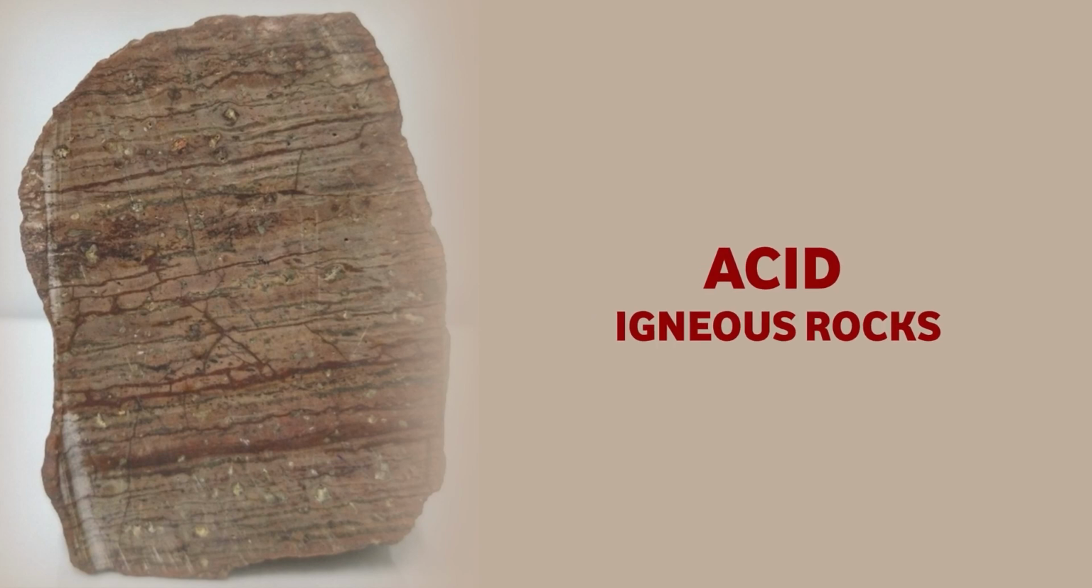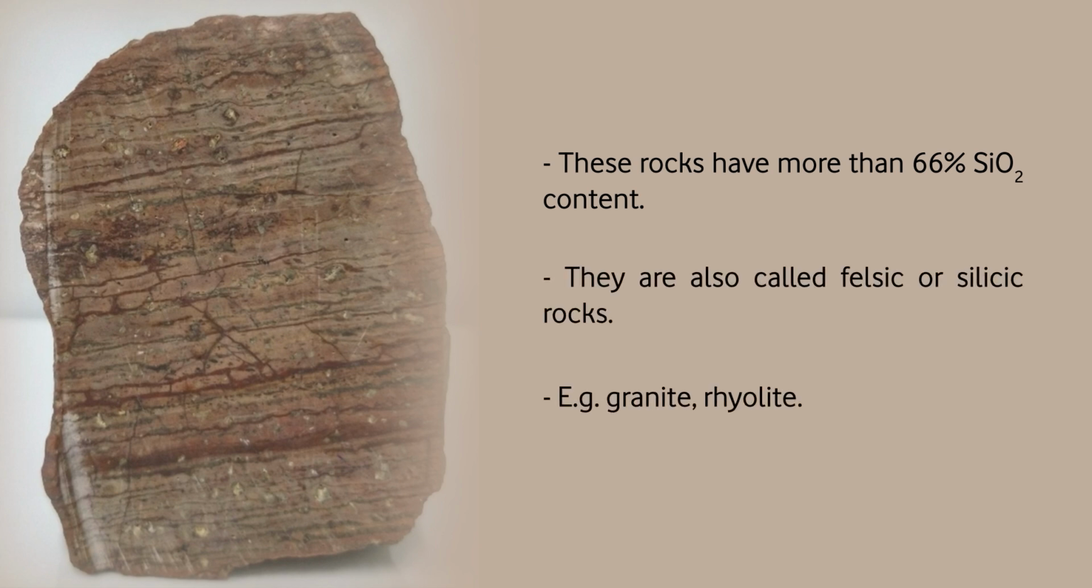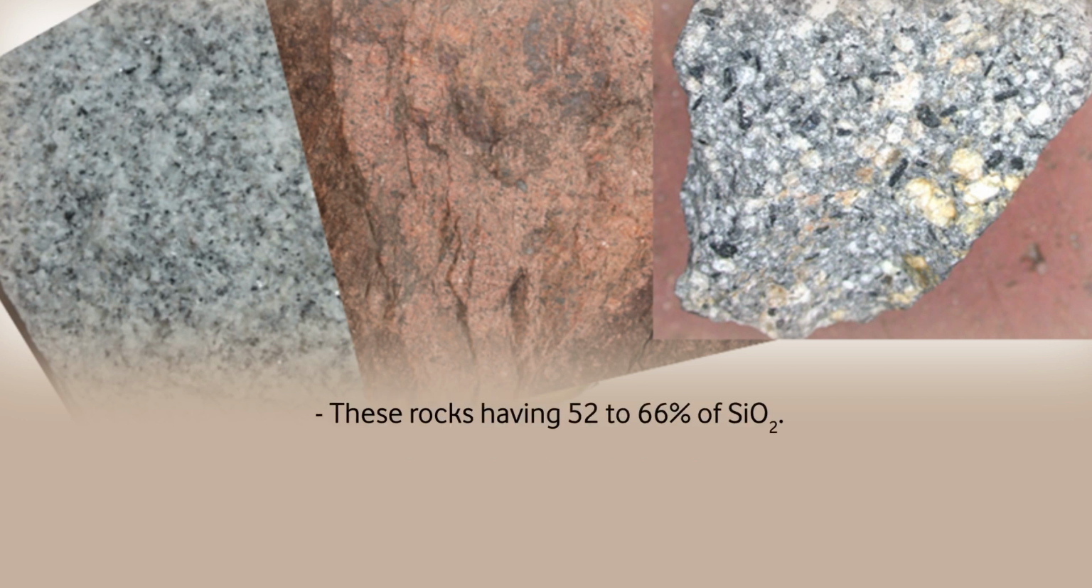Here is an example of an acid igneous rock, rhyolite, which is being shown. These rocks have more than 66% silica content. They are also called felsic or silicic rocks, and as common examples we can have granite and rhyolite. We have the intermediate igneous rocks. These rocks have 52 to 66% silicon dioxide in them. Common examples include syenite or diorite, trachyte and andesite. And here you can see an example, which is the andesite.